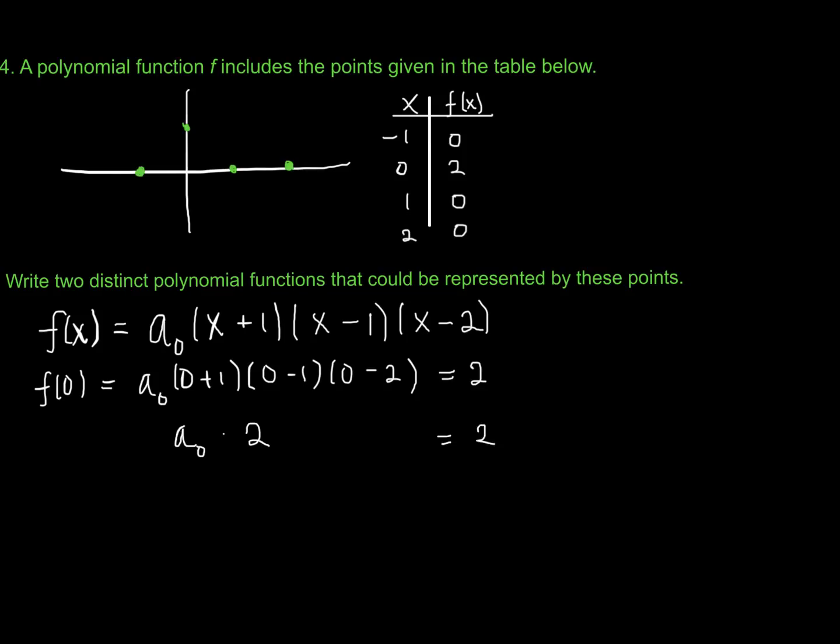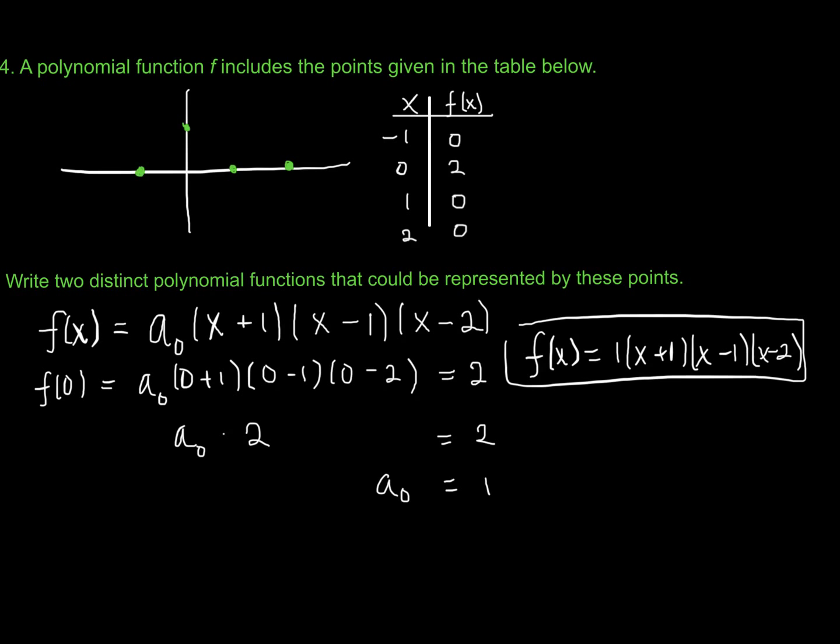Well, this is pretty easy now. We divide by 2 on both sides, and we find that a sub 0 must be equal to 1. And so our function, f of x, will actually have a 1 in place of the a sub 0. So we can say that one function that will for sure work is f of x is equal to 1 times x plus 1 times x minus 1 times x minus 2. We don't have to write the 1 there, but I'm going to just so you remember. That is one function.